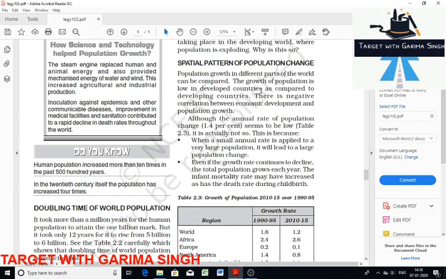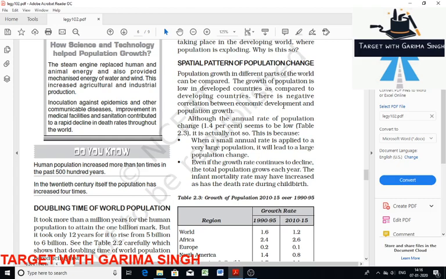Then the spatial pattern of population change. The world population growth rate is 1.4%. It is highest in Africa, at 2.6%, and lowest in Europe, at 0%, which means neither growth nor decline. So even when a small annual rate is applied to a very large population, it will lead to a large population change. There is a negative correlation between economic development and population growth. And what is its impact?